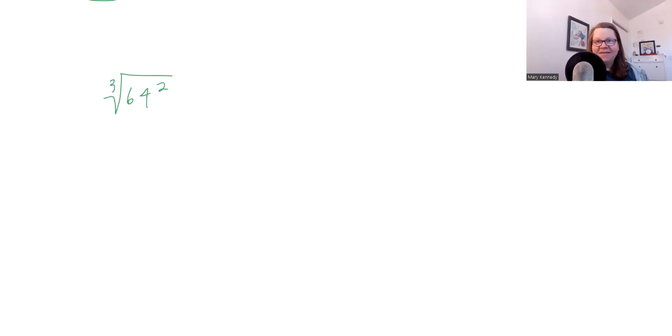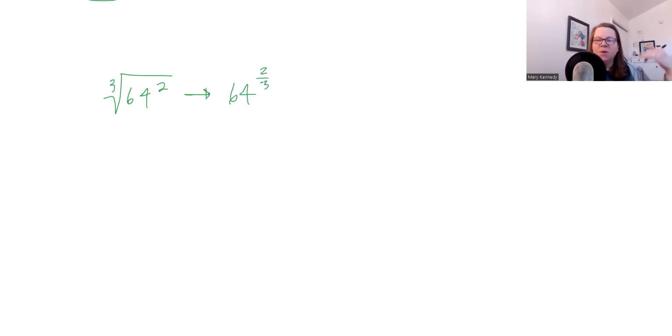All right, let's see how we can simplify this one. You might want to change it to a fraction. So the cube root of 64 squared is the same as 64 to the 2/3 power. If you do it that way, then you would want to rewrite the 64.